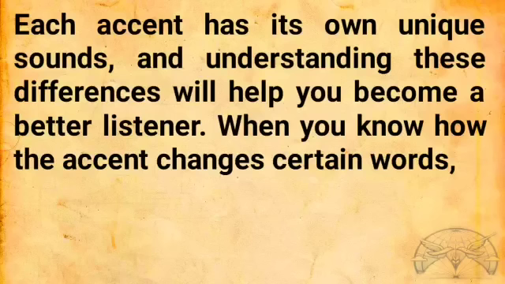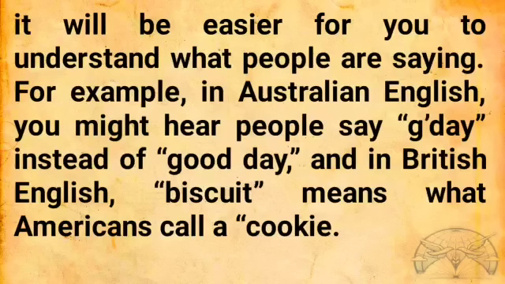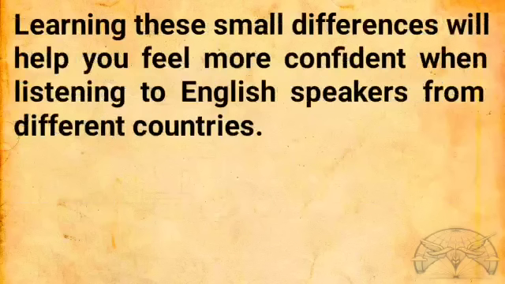When you know how the accent changes certain words, it will be easier for you to understand what people are saying. For example, in Australian English, you might hear people say "g'day" instead of "good day," and in British English, biscuit means what Americans call a cookie. Learning these small differences will help you feel more confident when listening to English speakers from different countries.